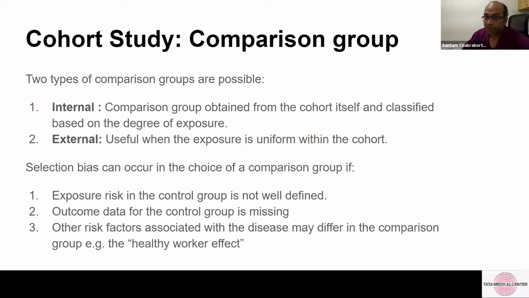Now, selection bias can occur in the choice of a comparison group if the exposure risk in the control group is not well defined. The outcome data for the control group may be missing. This is, of course, something that can happen during follow-up. Your outcome data in the control group may not be available. And other risk factors associated with disease may differ in the comparison, for example, the healthy worker effect. What is the healthy worker effect? Whenever you're designing cohort studies looking at defined populations in the working population, people who continue to work tend to be healthier than people who drop out in between.